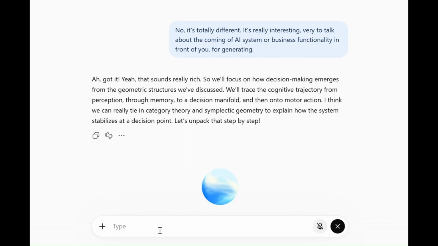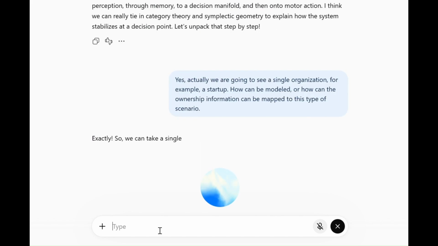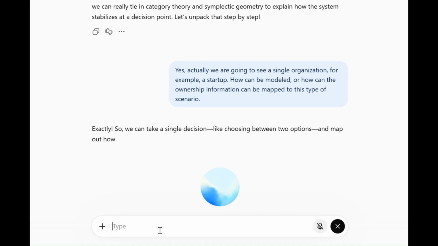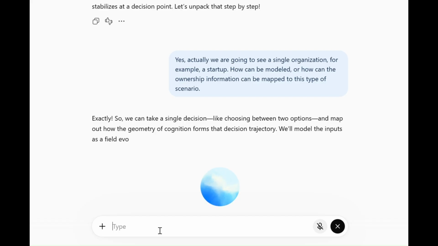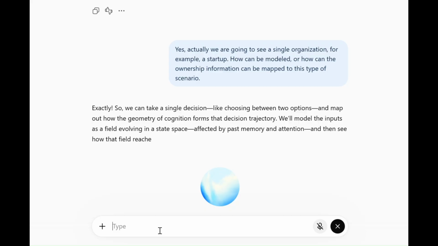Yes, actually, we are going to see a single organization, for example, a startup, and how it can be modeled, or how the geometry of cognition can be mapped to this type of scenario. Exactly. So we can take a single decision, like choosing between two options, and map out how the geometry of cognition forms that decision trajectory. We'll model the inputs as a field evolving in a state space affected by past memory and attention, and then see how that field reaches a stable manifold at the decision point.